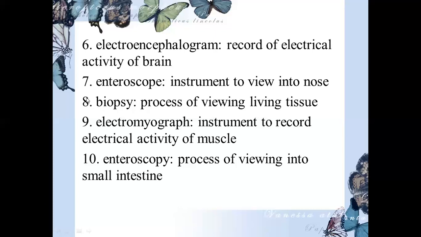The seventh one, this is a typo. It should be rhinoscope. The definition is correct, a rhinoscope. So rhino means nose, scope means instrument to view. This word means instrument to view into nose. This is the wrong spelling that is in your textbook. It is rhinoscope.